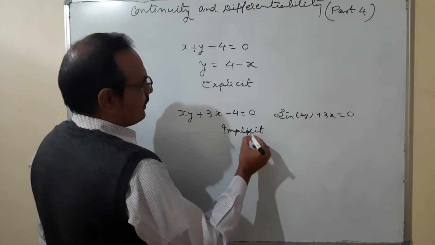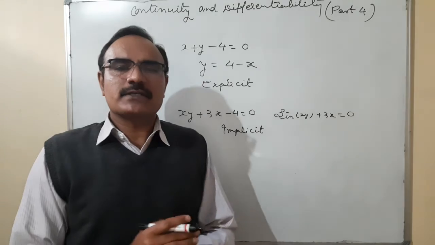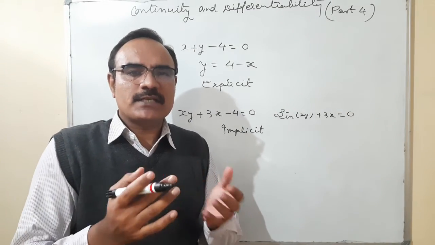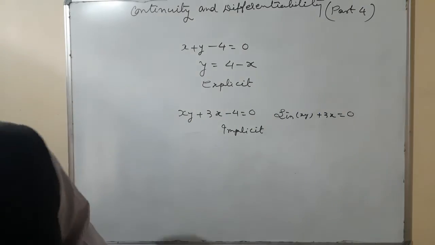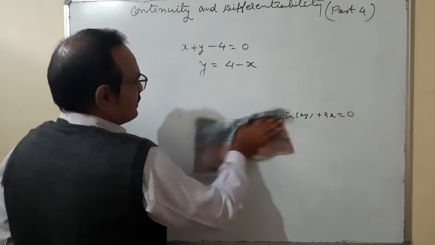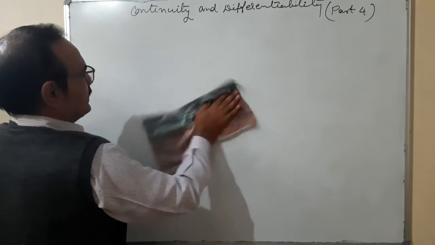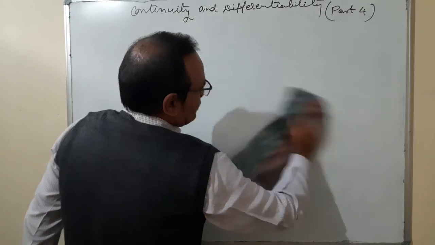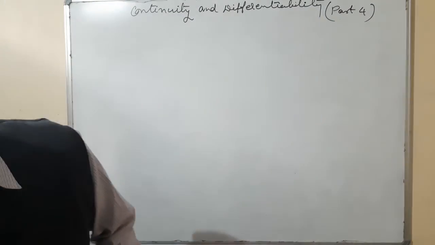These are explicit functions. For an explicit function, x and y can be separated and we simply differentiate the terms. In the coming exercise, we are solving questions based on these functions and finding the values of dy by dx. So this is the difference between explicit and implicit functions.